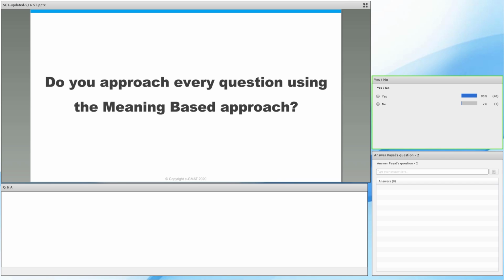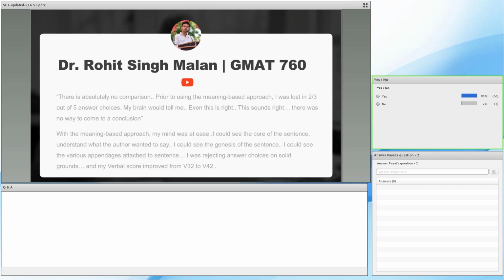So this is something we wanted you to understand. Grammar is definitely important, but along with that, logic forms a very substantial part if you want to ace GMAT sentence correction. I'll give you examples of two students. Now this is Dr. Rohit Singh Malan. He was a brilliant student.